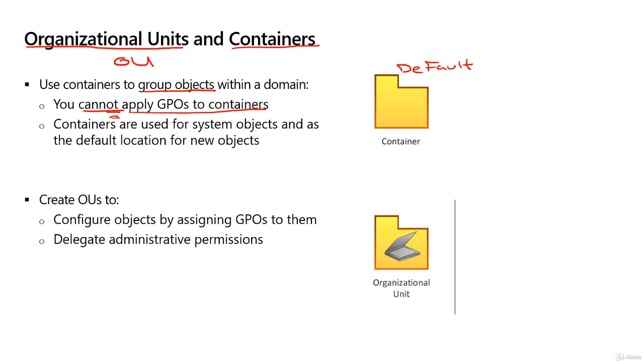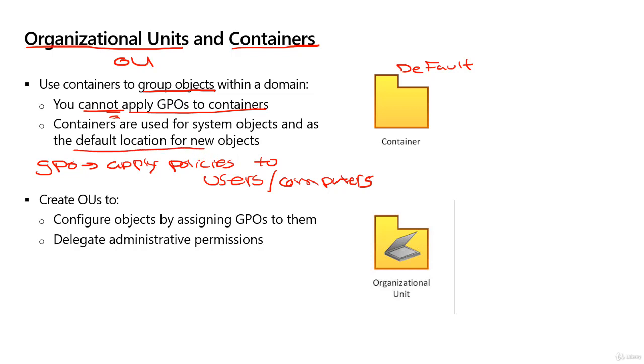Now, we have not yet discussed group policy objects, or GPOs, but a GPO stands for Group Policy Object. We do get more into that later. What this allows me to do is apply policies to users and computers. But those policies cannot be applied to a container. Containers are just used for default objects. So the objects that exist when Active Directory is just initially created, most of those objects will exist in containers.